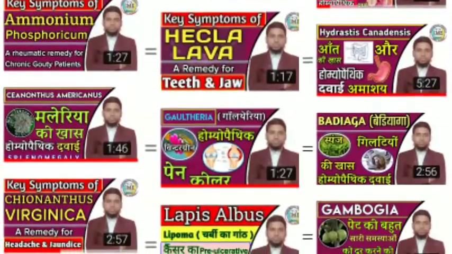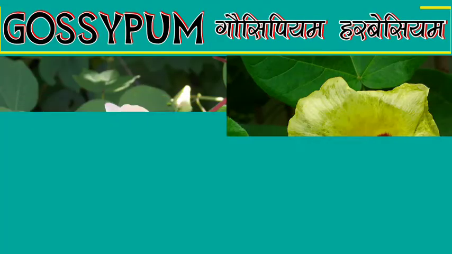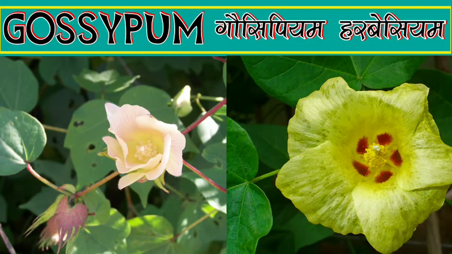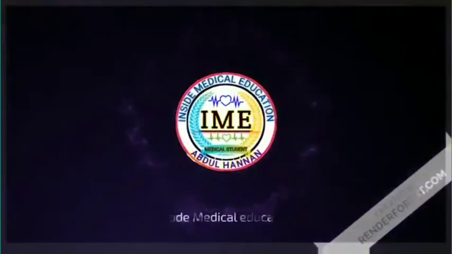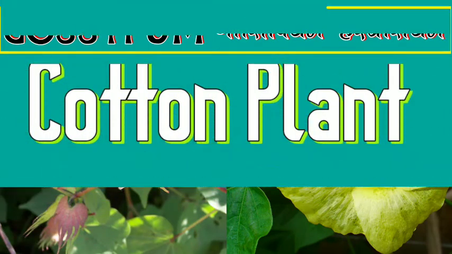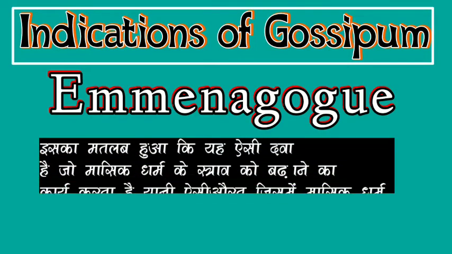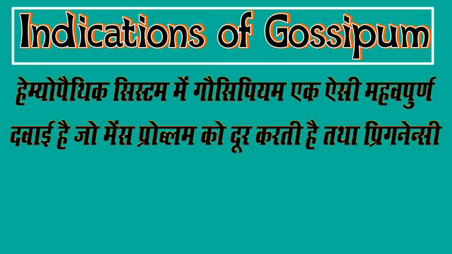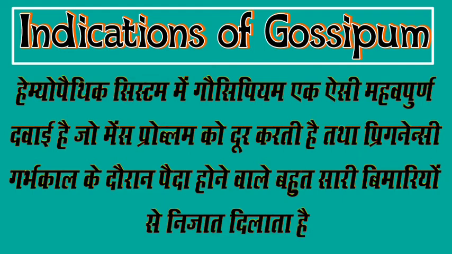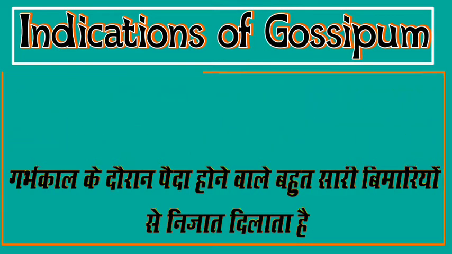Today I will discuss an important female remedy, that is Gossypium herbaceum. So let's begin the key symptoms of Gossypium herbaceum. Common name of Gossypium: cotton plant. In homeopathy, this is a remedy known as a powerful emmenagogue. Used in physiological doses, homeopathically, it corresponds to many reflex conditions depending on disturbed uterine function and pregnancy.